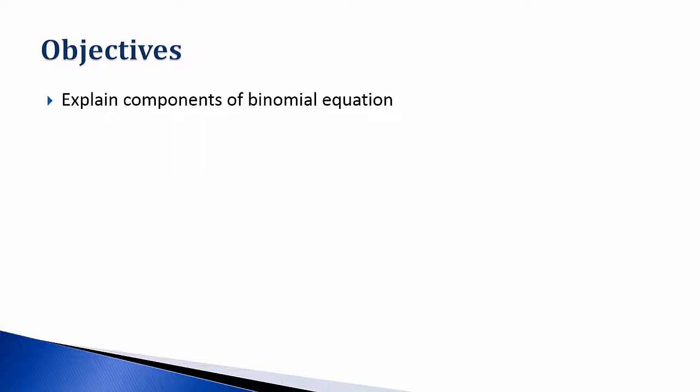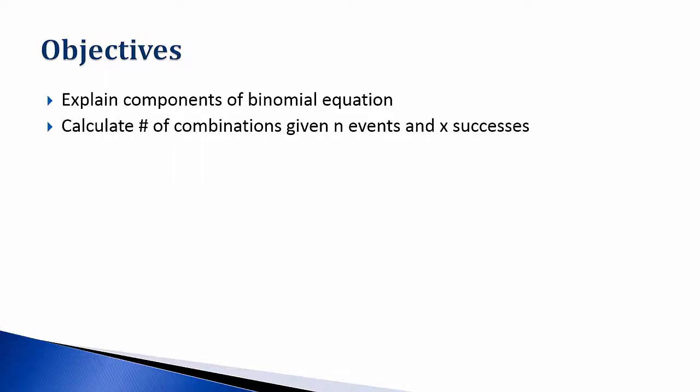First, we want to explain the major components of the binomial equation. Also, be able to do the calculation of the number of possible ways to get x successes out of n events. That sounds like a mess. Let me put real numbers in there. How many ways are there to get 3 successes out of 9 trials?